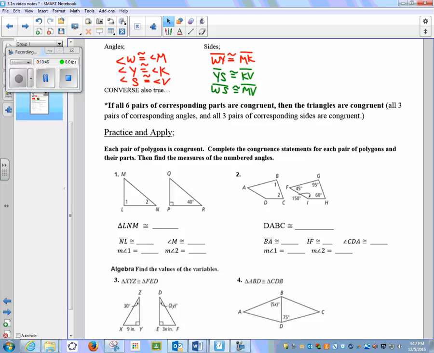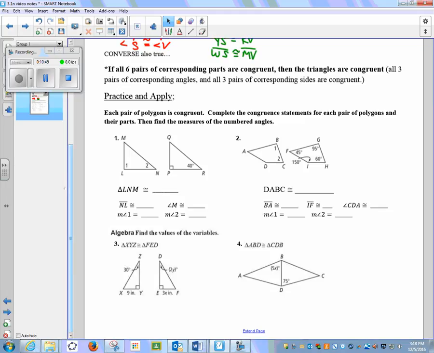When we look at this little practice here, we're talking about writing the congruent statement. Remember, order matters. So number 1 here, they're telling us that these two triangles are congruent. If we're using L, N, M in that order, what corresponds with L? It would be P. What corresponds with the second one, N? That would be R. And then the last one is M. That corresponds with Q. So you got to make sure you put it in that order.